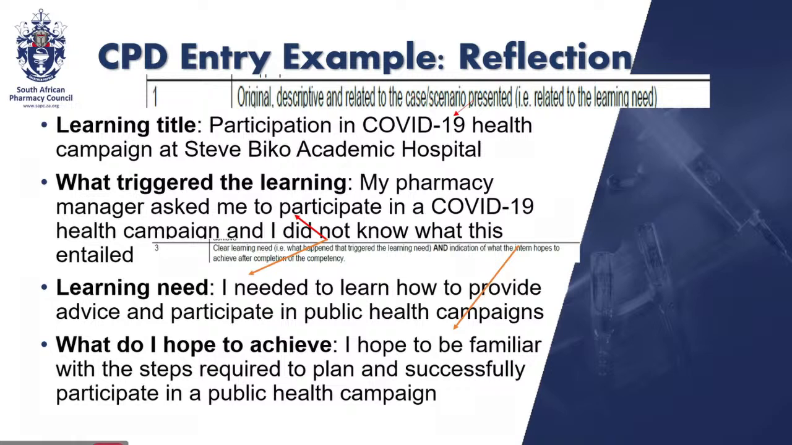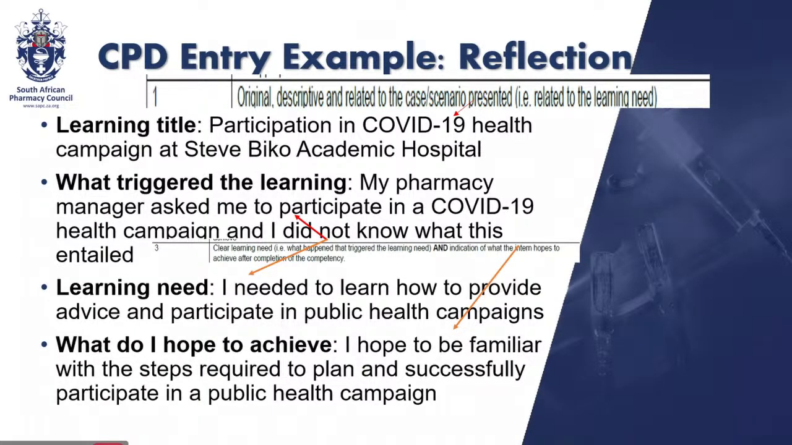Remember, your learning need should relate to the competency standard and not the activity. So it should relate to promotion of health and wellness and not COVID-19. So you needed to learn how to provide advice. If you wrote, I needed to learn more about COVID-19, then it shouldn't have been correct in the sense of the competency standard that you have selected. So then we would have said, you have not identified your learning need in relation to the competency standard.